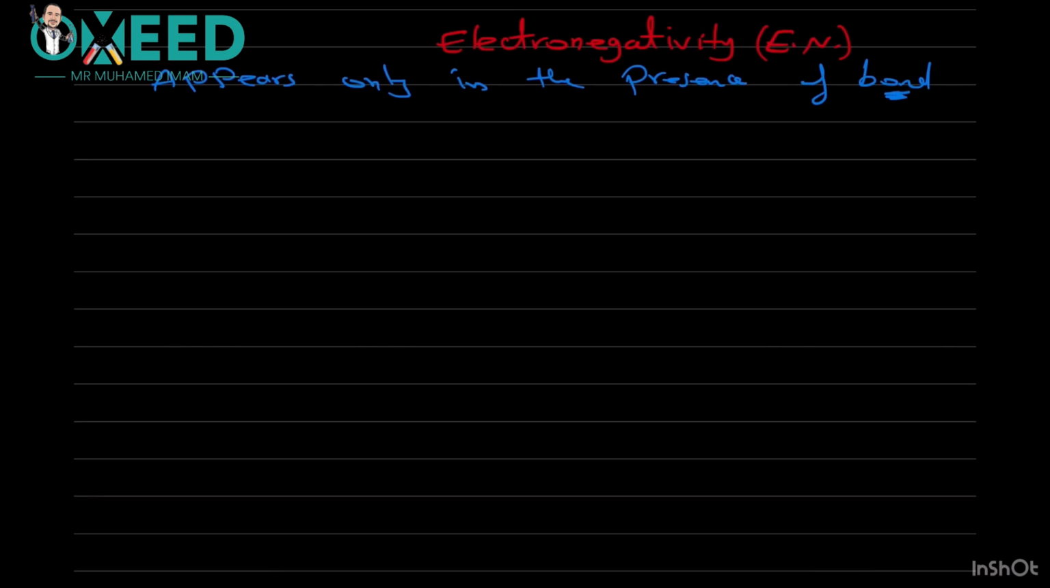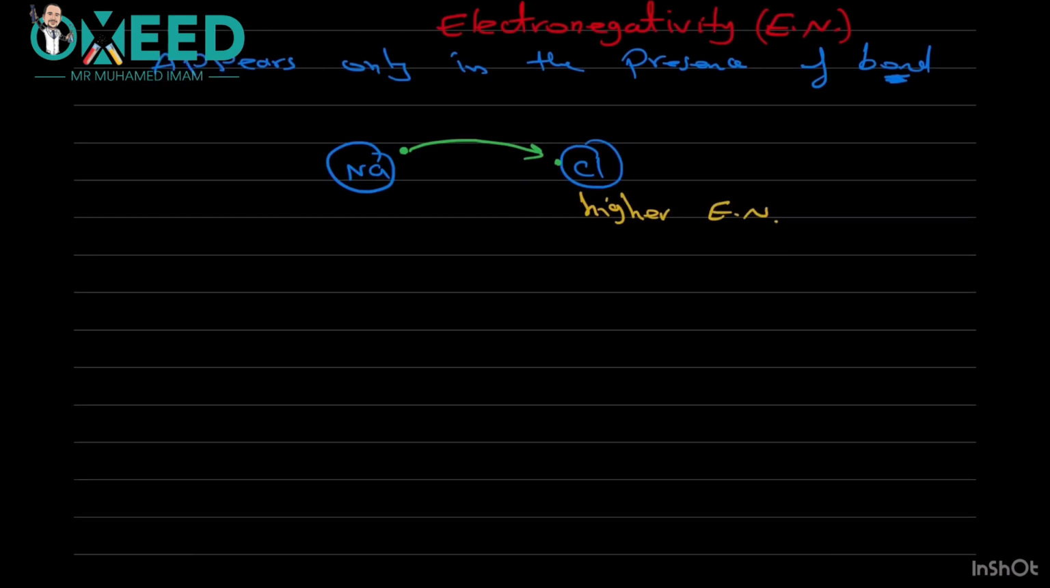So let's see if we have an atom of Na and another atom of chlorine. The atom of sodium will lose one electron. It will move to chlorine. Here we can say that chlorine has higher electronegativity while sodium has lower electronegativity.